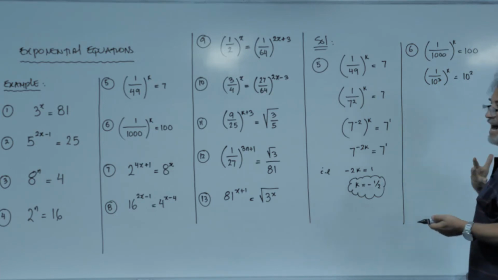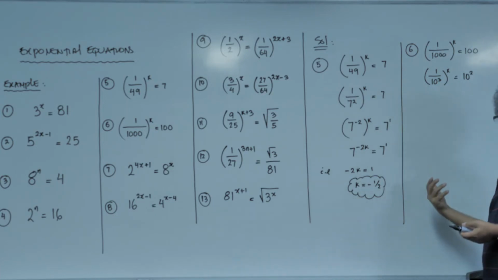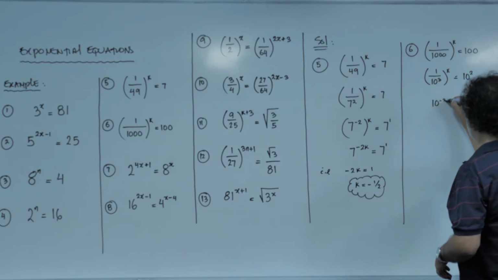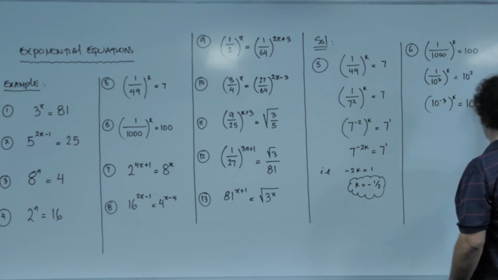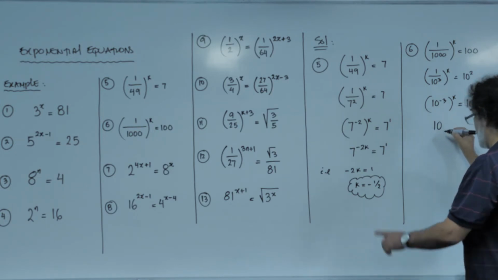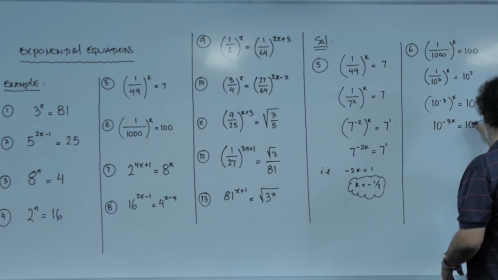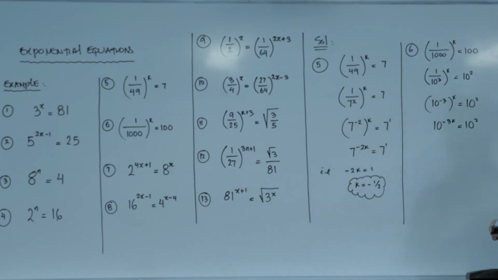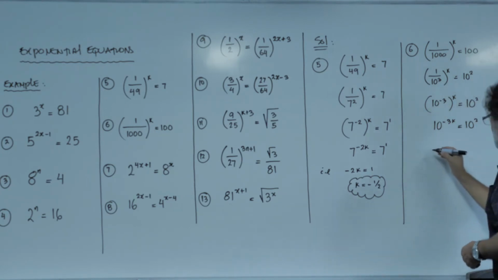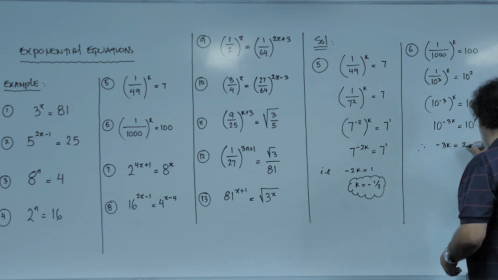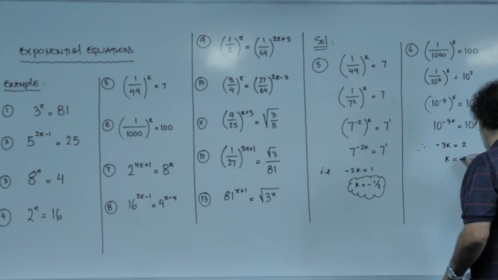Okay, can you see that our aim is to have the same number on both sides? That's it. Then this is 10 to the negative 3, in brackets, to the power of k, and then 10 squared. And then we do what we did to the other one, so we're going to have 10 to the power of negative 3k is equal to 10 squared. And therefore, we equate the powers, and then we're going to have that k is equal to negative 2/3.